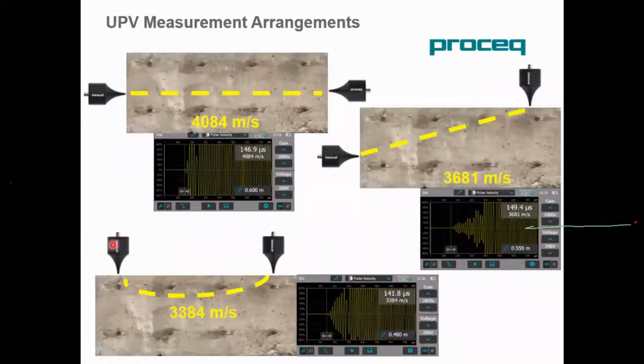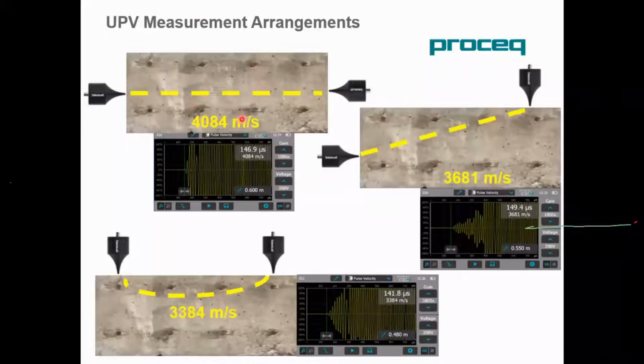If I go to indirect, it drops further to 3,384 meters per second, another 20% drop as compared to direct measurement. So this is a point you have to take notice of. Whenever possible, do direct measurement. If not, maybe semi-direct or indirect, but you have to cater for or mitigate the drop in the velocity.